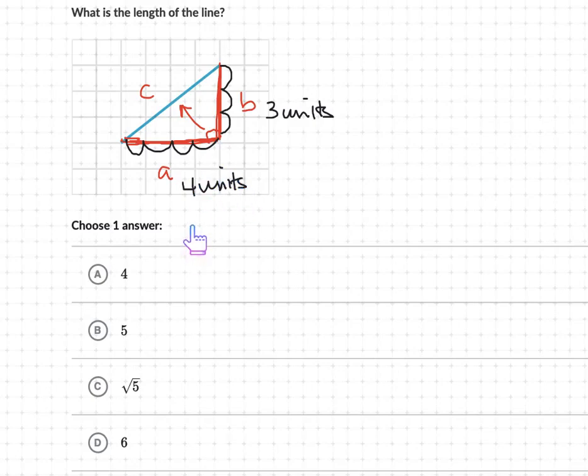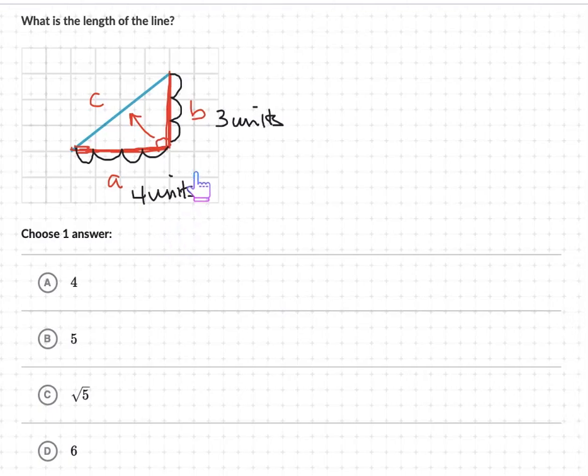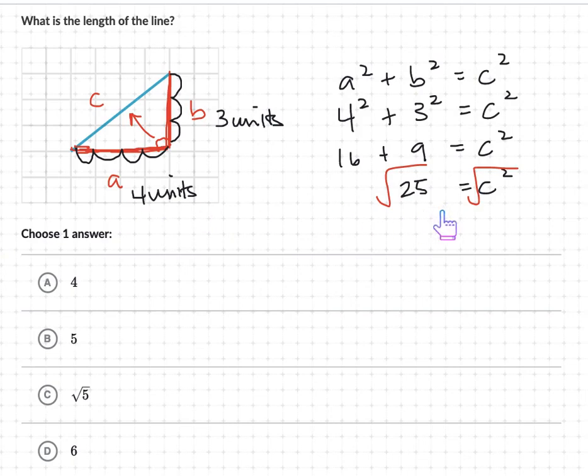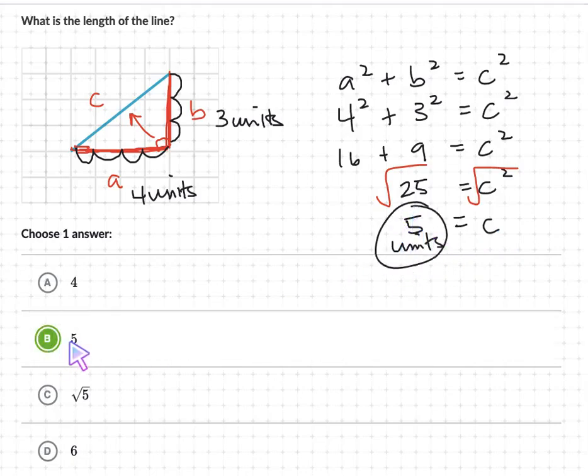You should already know from a previous lesson that the answer will be 5 because it's a 3, 4, 5 triangle. But in case you don't, you can always put it into your formula. A squared is 4 squared, B squared is 3 squared, should equal C squared. 4 squared is 16, 3 squared is 9. Add those together, you get 25. To figure out C by itself, you're going to square root both sides, and you end up with 5 as the square root of 25. So you get 5 units for the answer.